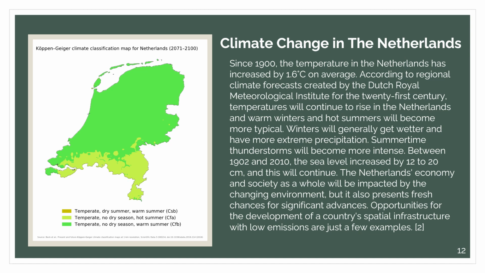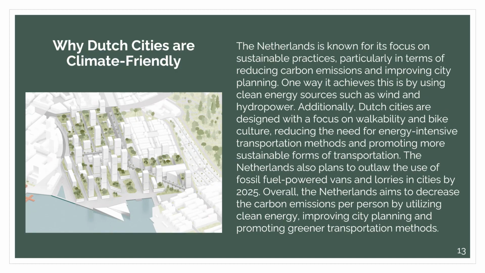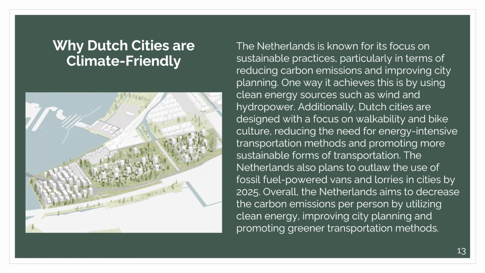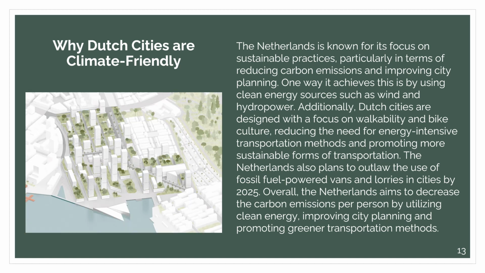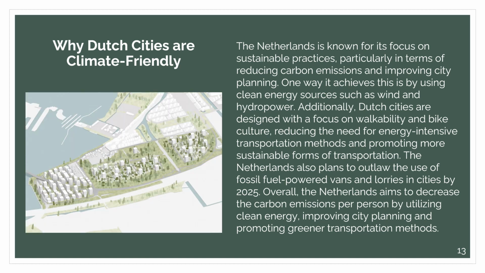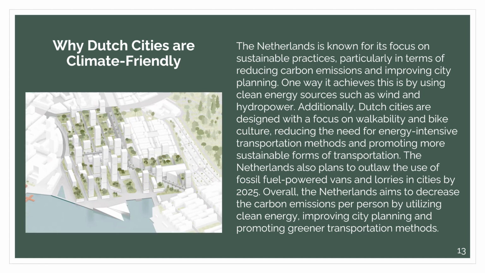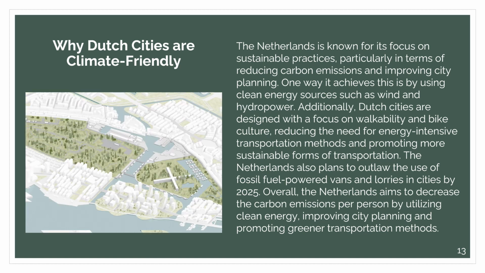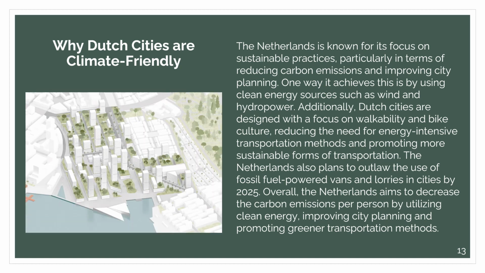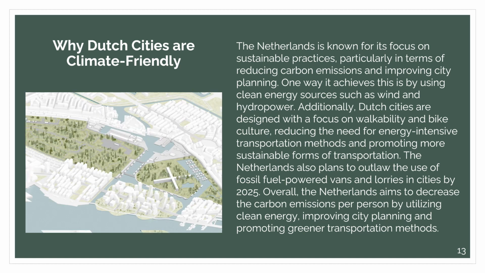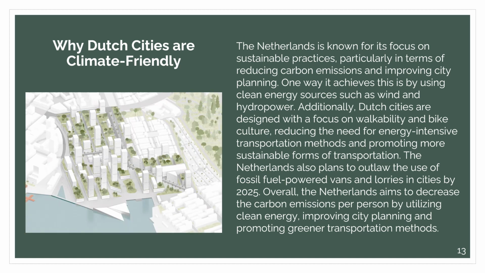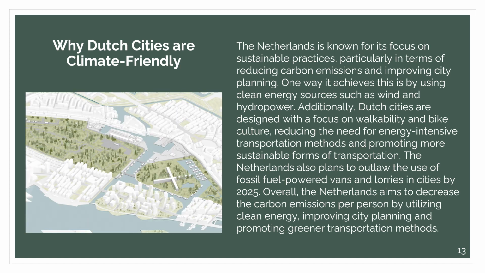The Netherlands is known for its focus on sustainable practices, particularly in terms of reducing carbon emissions and improving city planning. One way it achieves this is by using clean energy sources such as wind and hydropower. Additionally, Dutch cities are designed with a focus on walkability and bike culture, reducing the need for energy-intensive transportation methods and promoting more sustainable forms of transportation. The Netherlands also plans to outlaw the use of fossil fuel-powered vans and lorries in cities by 2025. Overall, the Netherlands aims to decrease the carbon emissions per person by utilizing clean energy, improving city planning, and promoting greener transportation methods.